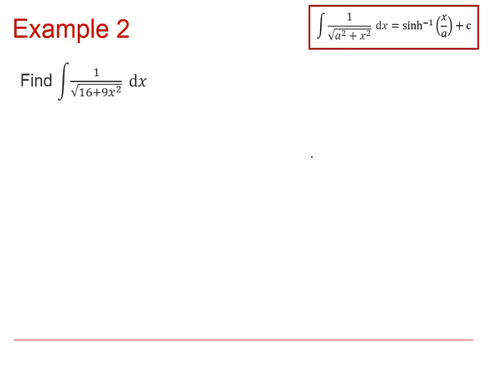Okay, here's another example. Now in this example you can see that we've got 9x squared instead of just x squared. So we need to deal with that 9 first so that it's in the same form as our rule up here. So this is going to be the same as 1 over the square root of 9 times 16 over 9 plus x squared with respect to x. And that means now we can take out that root 9 and we can write it in the same form as our standard result up here.